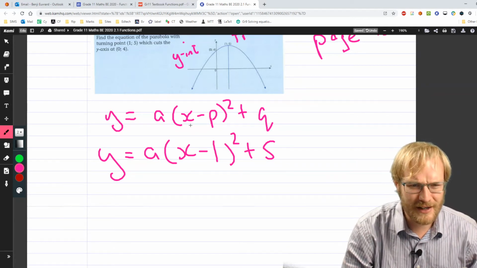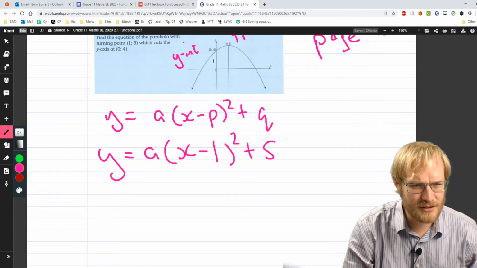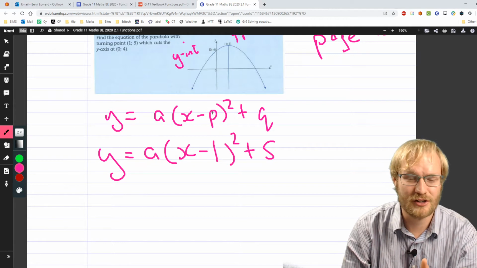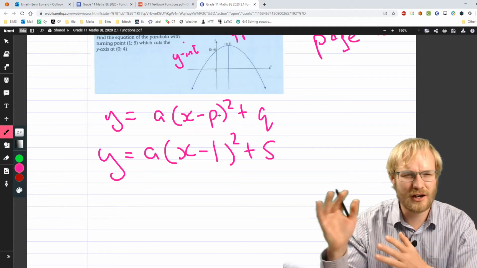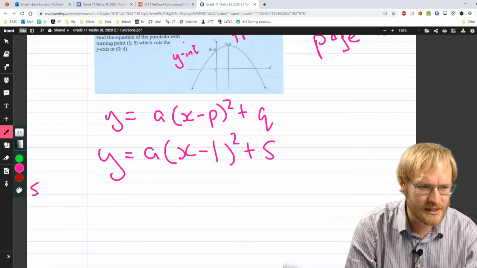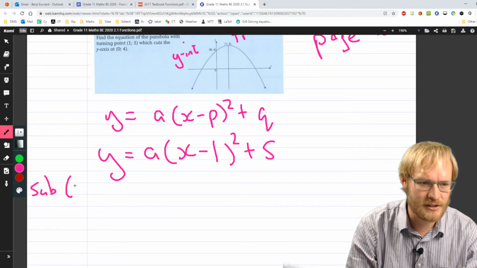How are we going to find out a? Well, we haven't used this point, and quite often it's useful just to substitute in the point. It's not like a straight line where we work out gradients or things. So let's just substitute this point. So I'm going to say, let's substitute the point 0, 4.